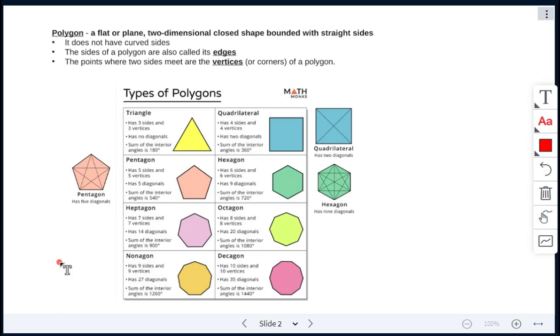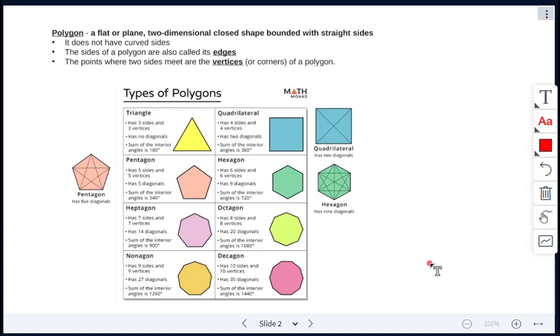The sides of a polygon are also called edges. The points where two sides meet are called vertices or corners, or vertex for one. For example, this is a triangle. It's got three sides, three vertices, and no diagonals. We looked at the interior angle sum when we were looking at angles, so it's got an interior angle sum of 180.